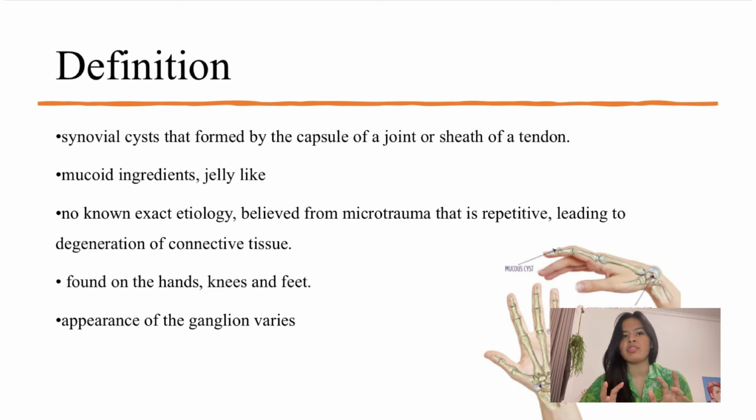Included as a soft tissue tumor, ganglion is often found in the hands, knees, and feet. Generally it adheres to the tendon sheath or joint capsule, but in some cases it is unrelated to any structure. The appearance of ganglion cyst varies depending on its development and its growth. Because it is asymptomatic, patients commonly present without pain or tenderness.